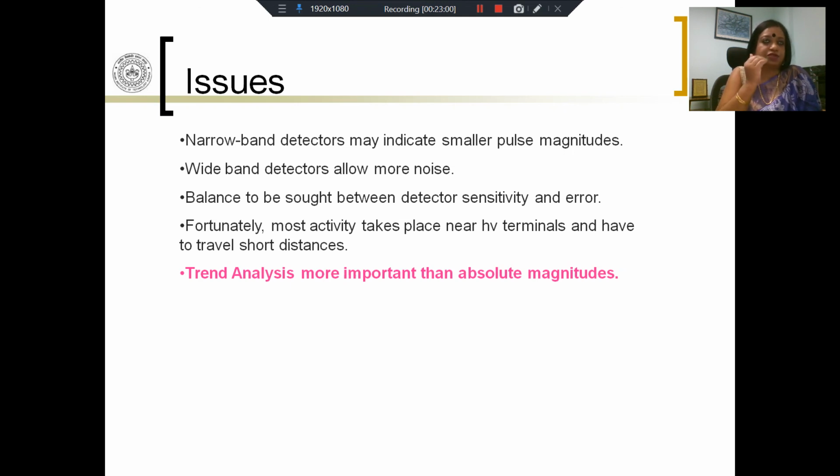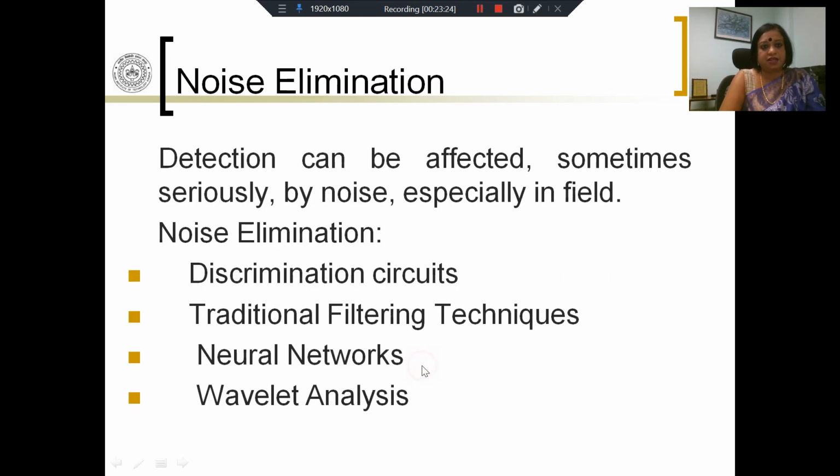But what I'm trying to stress here is, rather than the absolute magnitudes of the PD levels that we are measuring, we are going to look at trend analysis, because that is going to give us not a very general idea, but information specific to that equipment. We will be able to understand this if we concentrate on trend analysis.